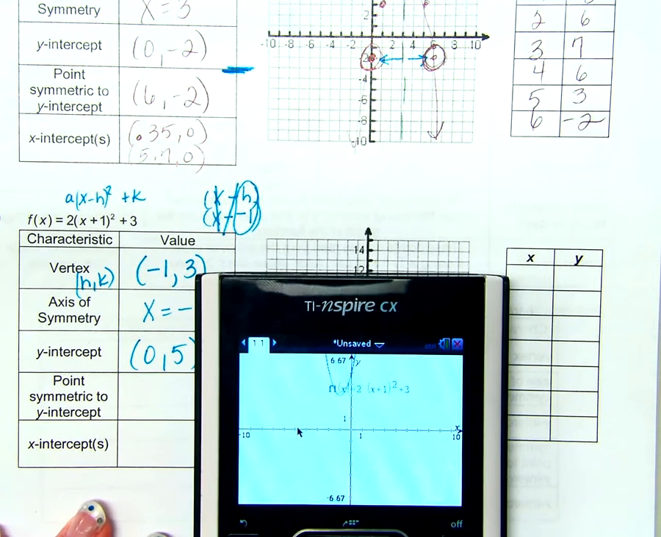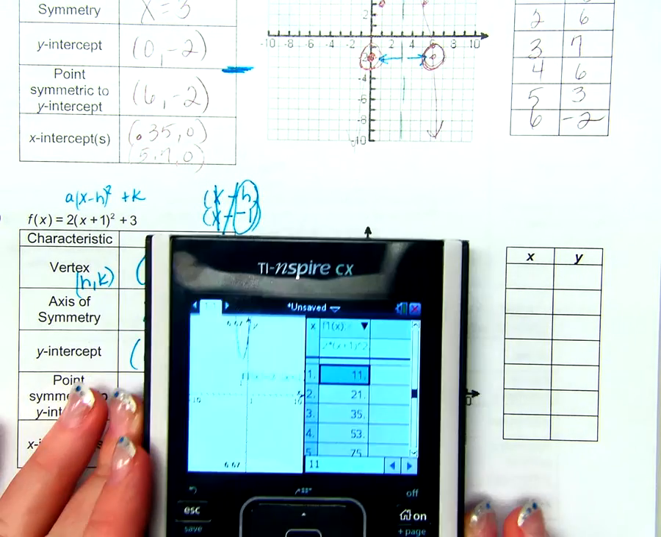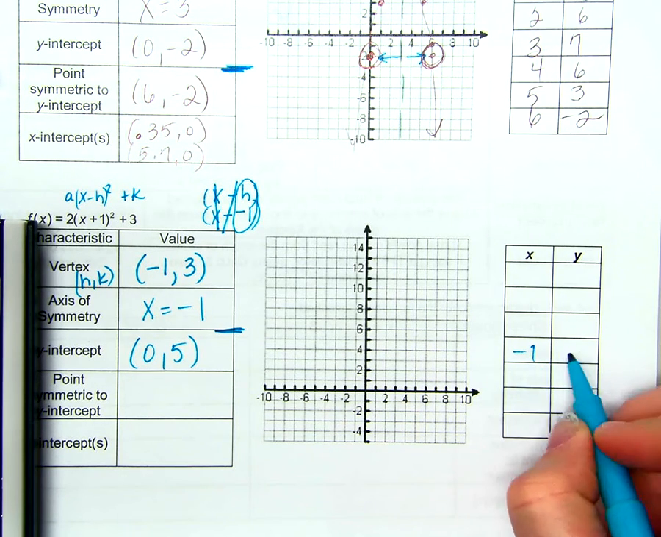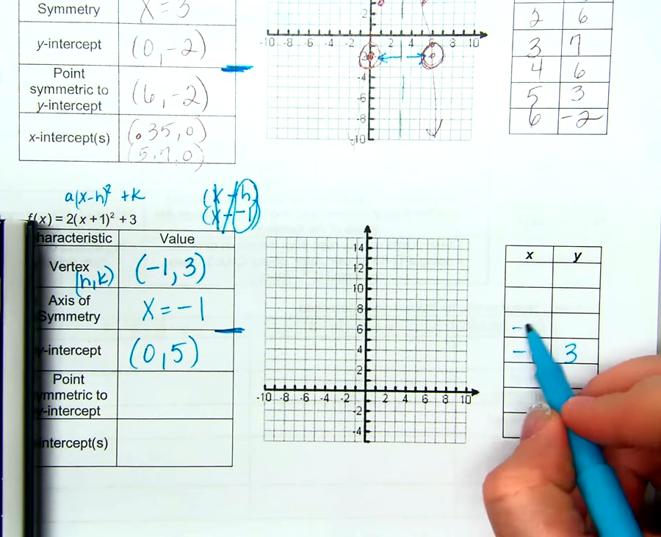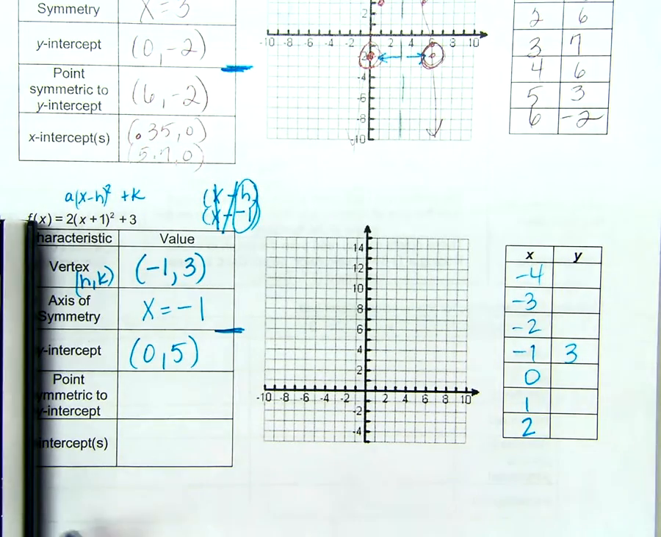Control T gives me my table, right? Okay. What do I want in the center of my table if I have a choice? Your vertex. At first I thought you said your birthday. And I was like, maybe. Okay.